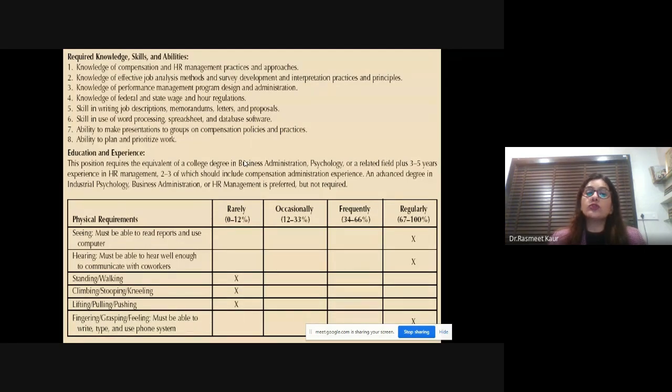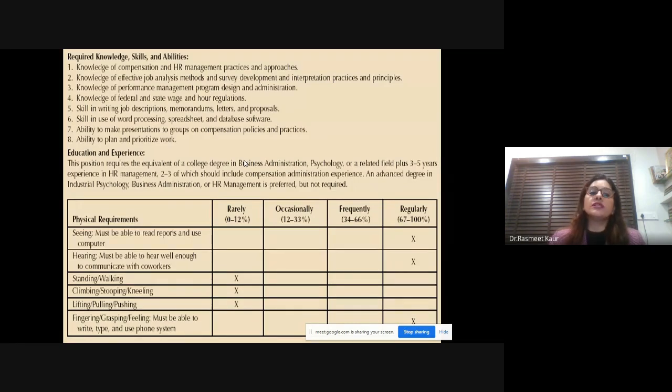Nowadays we work on everything using different apps and software, MS Office. So he should also have the skill of using spreadsheets, database software, and word processing if it needs to be done from his or her end. So he should have that skill or ability. So I've listed a few knowledge, skills, and abilities a person should have as a compensation manager.